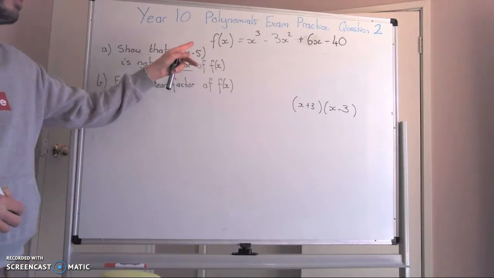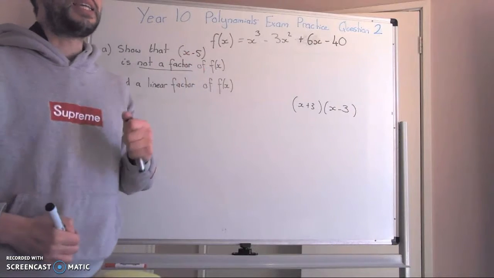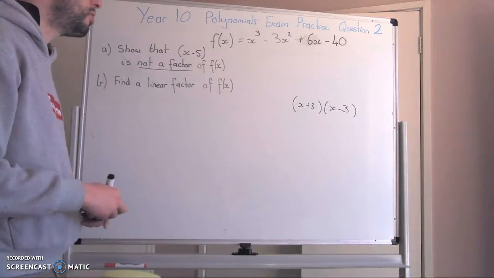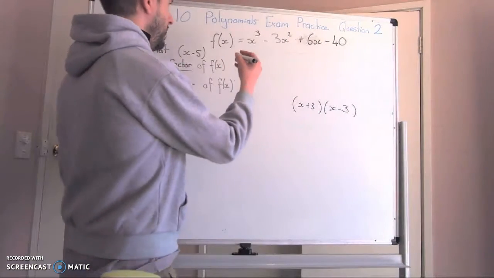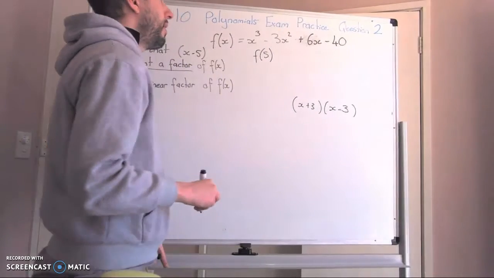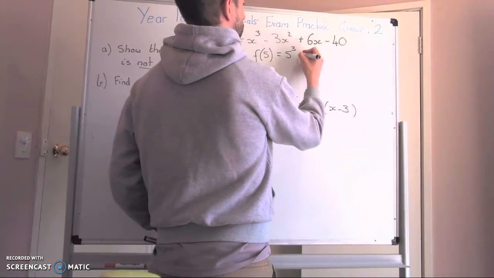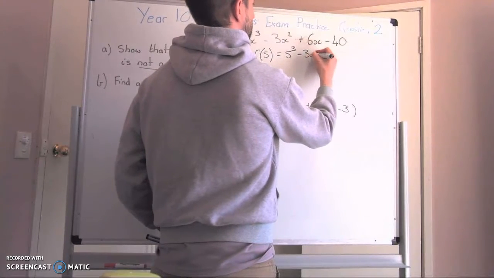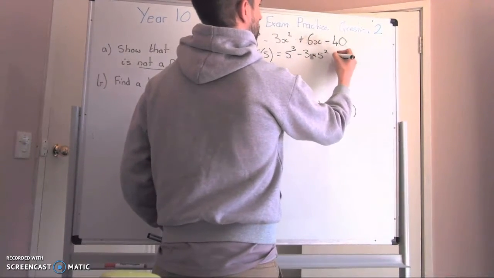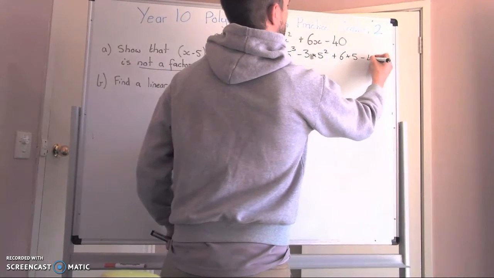All I need to do to find if this is a factor is substitute in 5. If it is a factor, my answer will turn out to be 0. If it's not a factor, I will have leftovers. So that just means all we need to do is just substitute it in. Function of 5 is equal to 5 to the power of 3 minus 3 times 5 squared plus 6 times 5 minus 40.